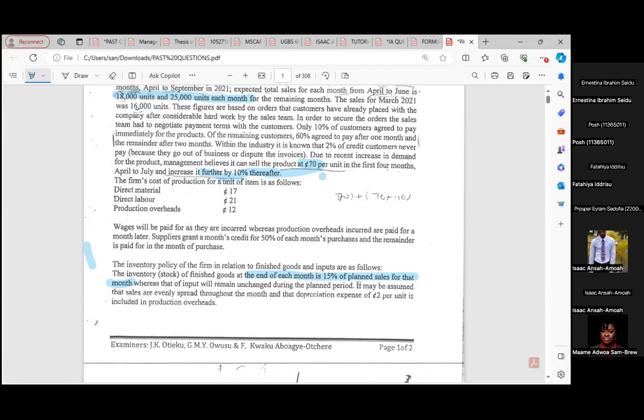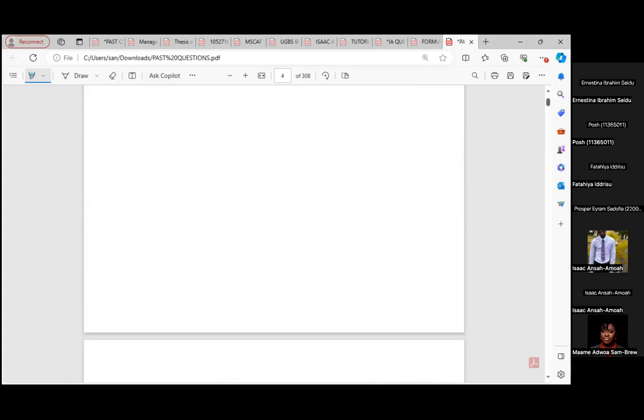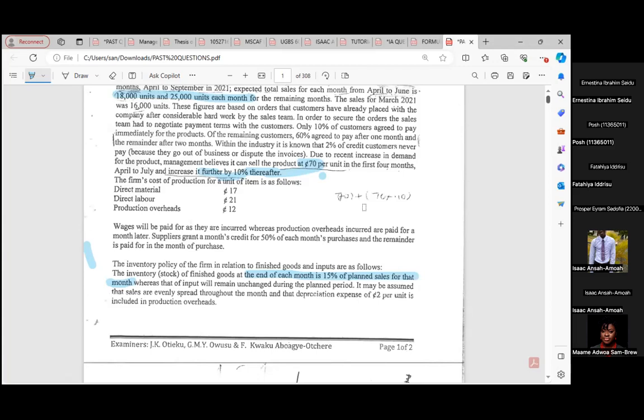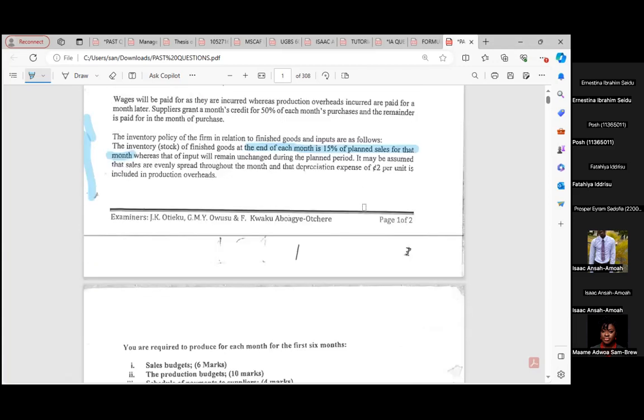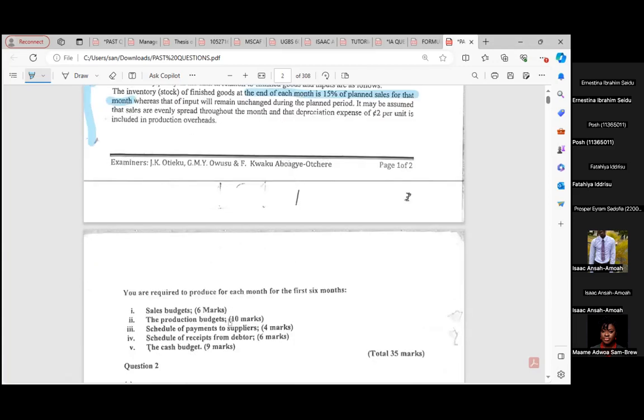I'll come back to read the rest of the sections to us. But let's see if we can prepare the production budget. It's about 10 marks, and that is going to fetch you about 10 marks.